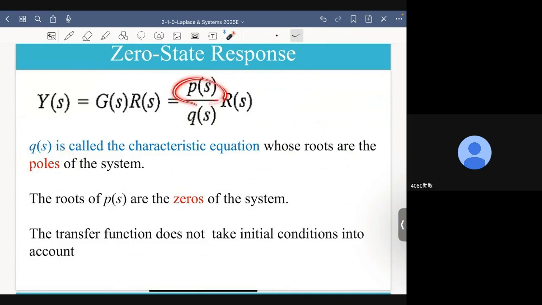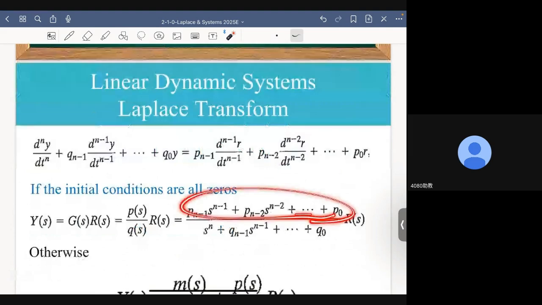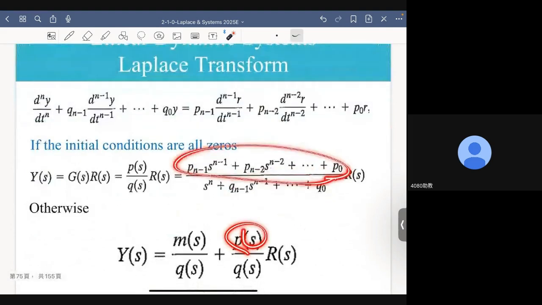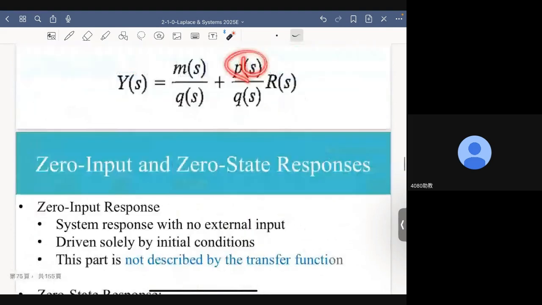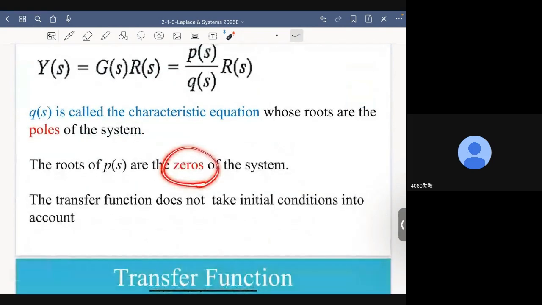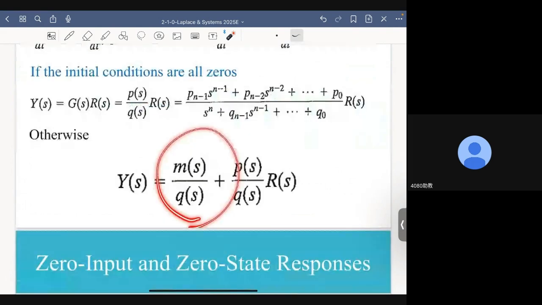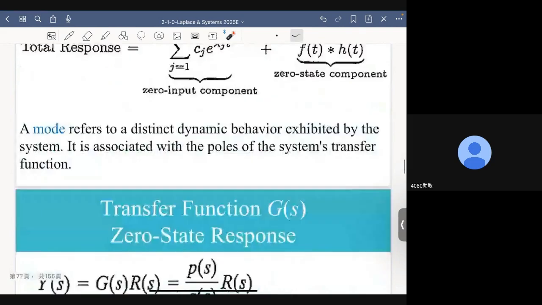Similarly, P of x is also a polynomial. Okay. And the roots of P of x are called the zeros of the system. All right. Let me emphasize again, the transfer function does not take initial conditions into account. All right. Initial conditions appear here. Okay. So the transfer function has nothing to do with the initial conditions.